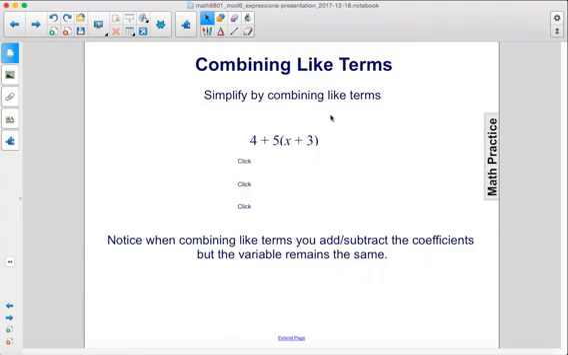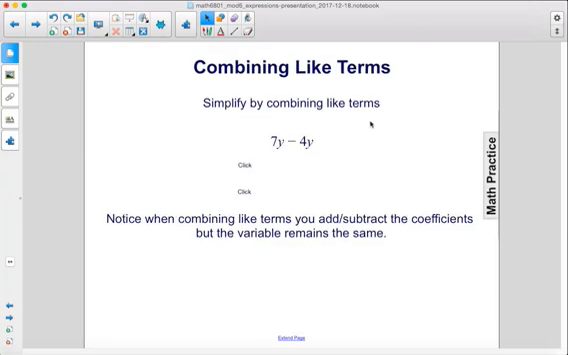Simplify by combining like terms. Alright, so let's simplify this. Well, we're going to distribute the 5 into this expression here, so that becomes 5x plus 5 times 3. As you can see, this 5 times 3 becomes 15, which is a like term with 4. 4 and 15 are both constants, so we can add those together, and we're left with 5x plus 19. Notice that when combining like terms, you add and subtract the coefficients, but the variable remains the same.